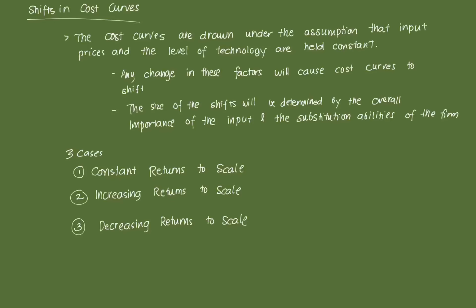Now we're going to explore three different cases among the interactions of total cost, marginal cost, and average cost. That's when the firm has constant returns to scale, increasing returns to scale, and decreasing returns to scale. We'll start with constant returns to scale because this is where the example that we answered in the last video was leading us up to.